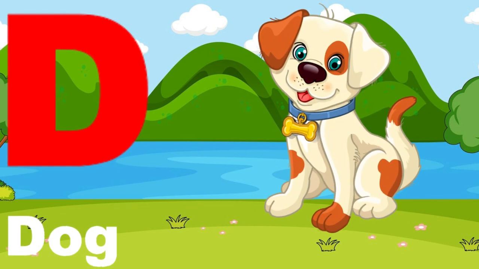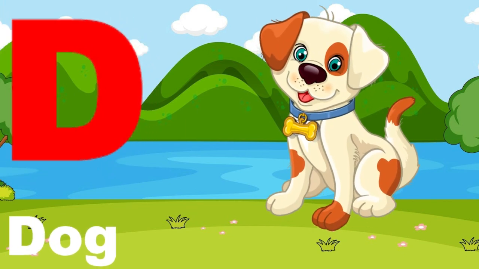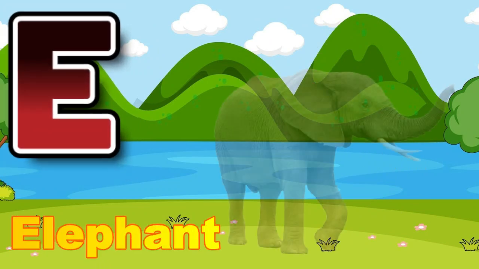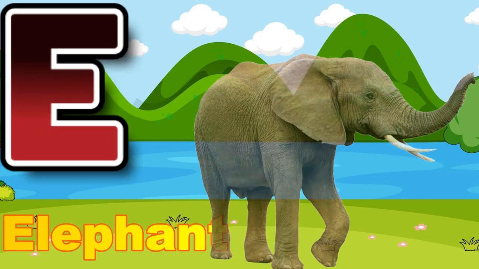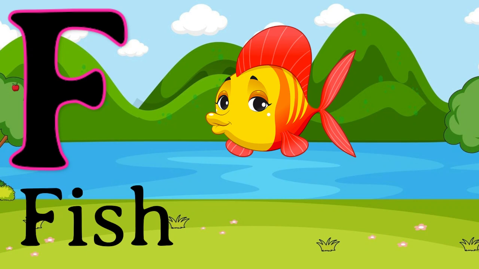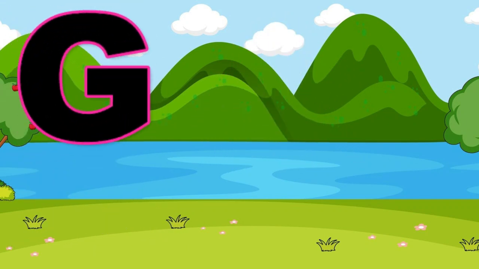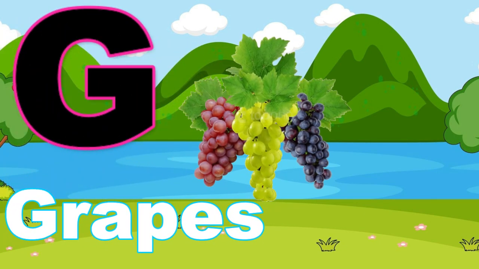D for dog. E for elephant. F for fish. G for grapes.